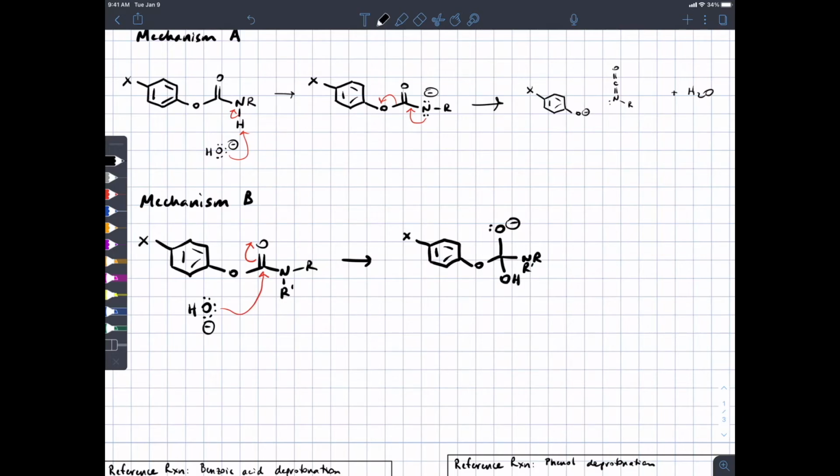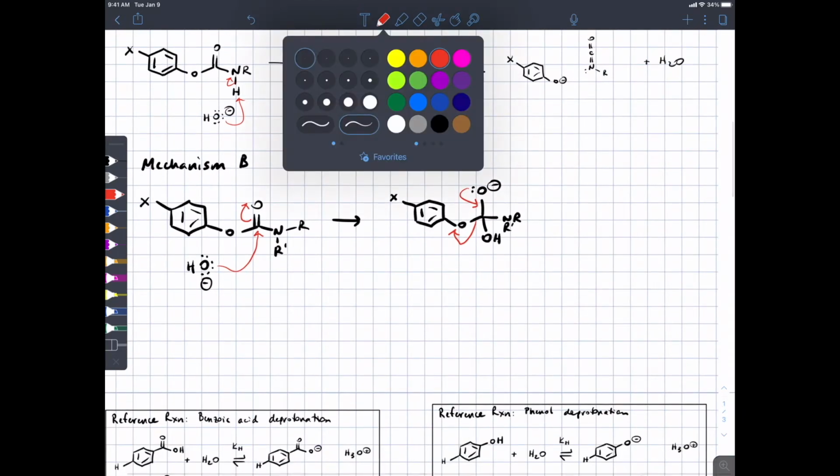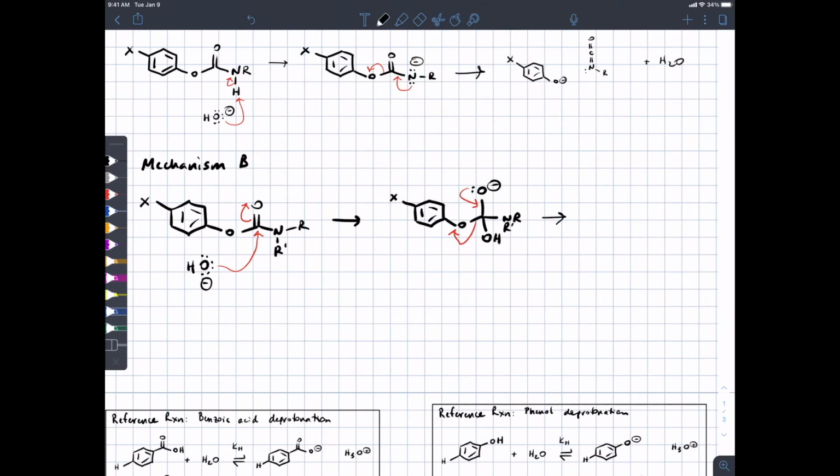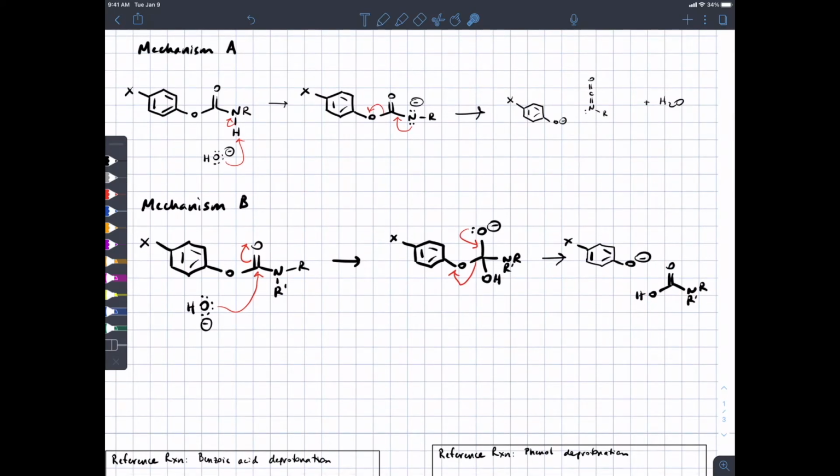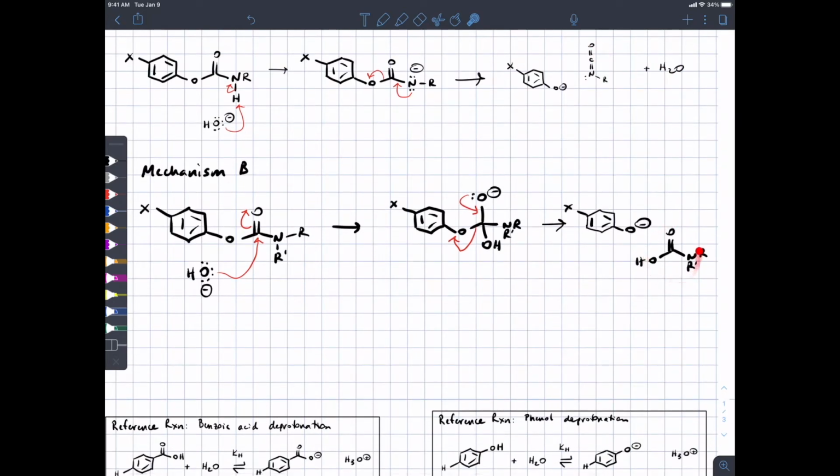Then, electrons kick down and the phenol leaves. And what we have here is what's called a carbamic acid. Actually, this is what you would get if you added water to the carbonyl of the isocyanate. So don't worry that these look different. We've gotten to the end of the reaction there.